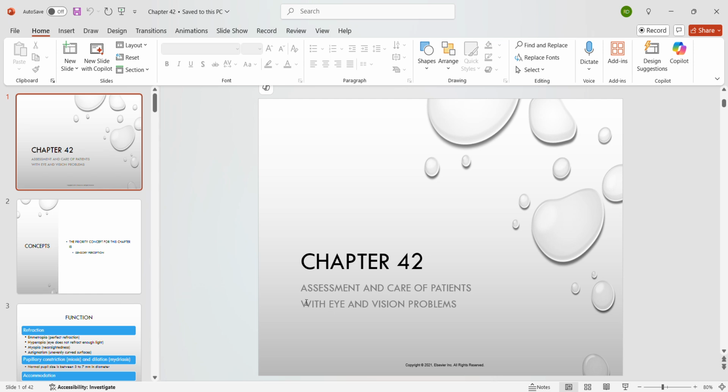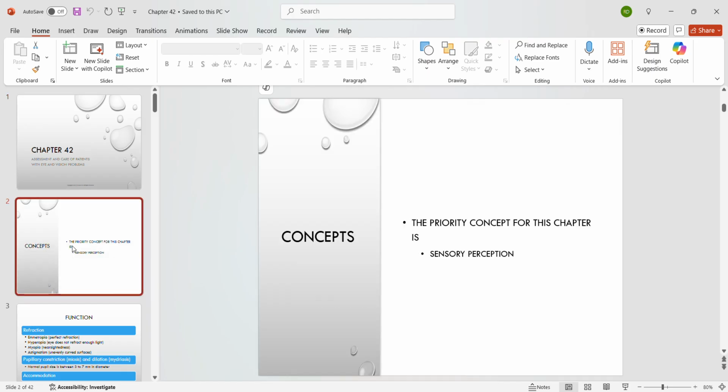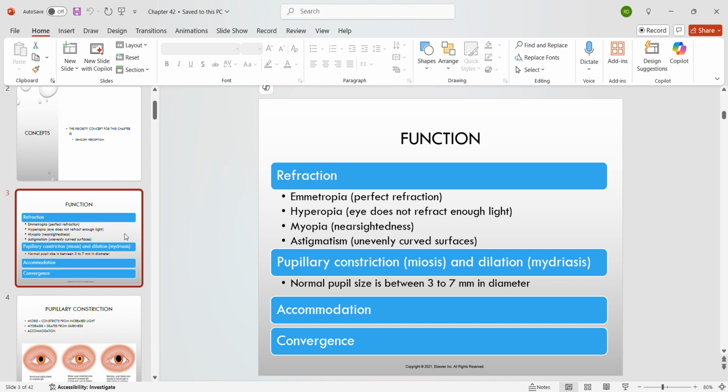All right, good morning. We're doing chapter 39. The concepts in this chapter are going to be sensory perception, which is the ability to receive and interpret sensory input into one or more meaningful responses. So therefore, we're talking about vision. This involves detecting and interpreting light through photoreceptors in the eyes, which allows us to perceive shape, color, and movement.